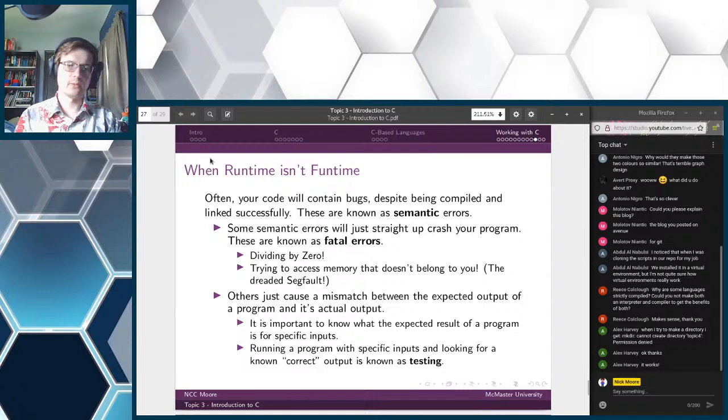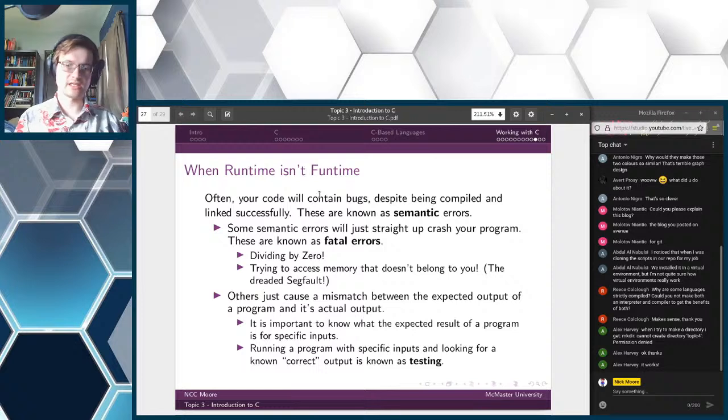When runtime isn't fun time. Often, your code will contain bugs, despite being compiled and linked successfully. The absence of syntax errors does not indicate a correct program. These are known as semantic errors.